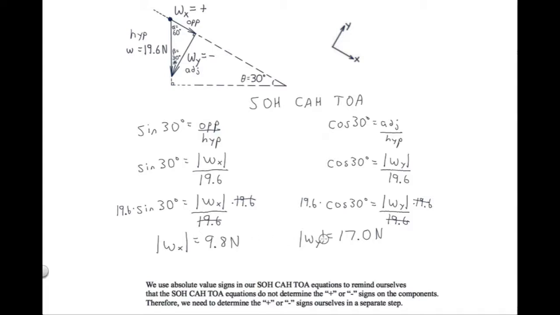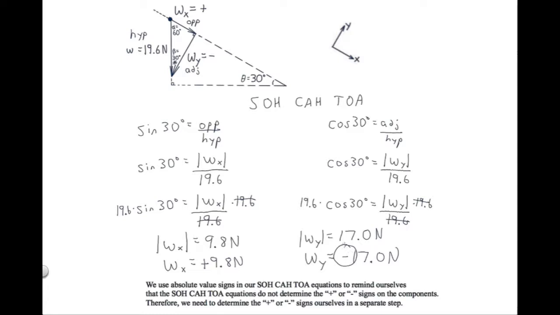These absolute value signs remind us that the SOHCAHTOA equations only tell us the magnitudes of the components. Now it's our job to write down the complete components, including plus or minus signs, in a separate step. Well, we already determined that w sub x should be positive on this problem. And we already determined that w sub y should be negative. This negative sign is crucial. If you leave out the negative sign, you will get the problem wrong.